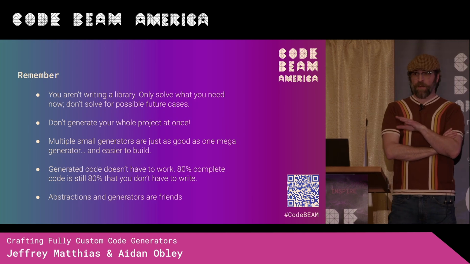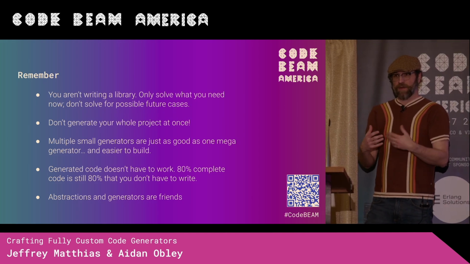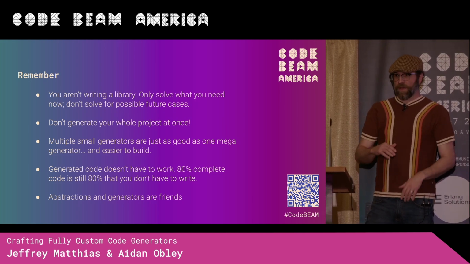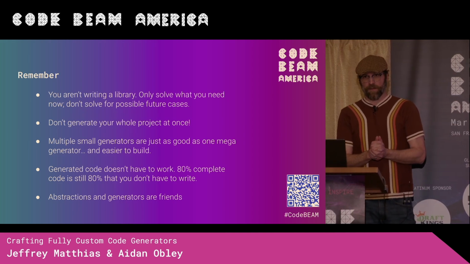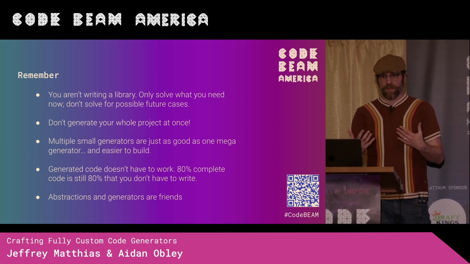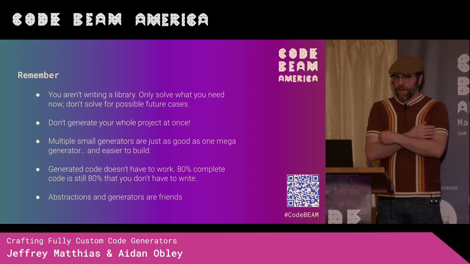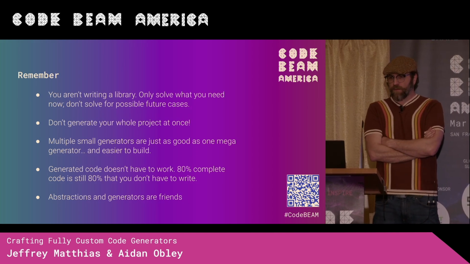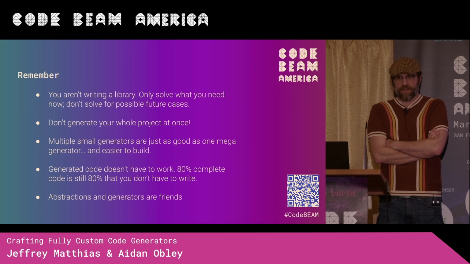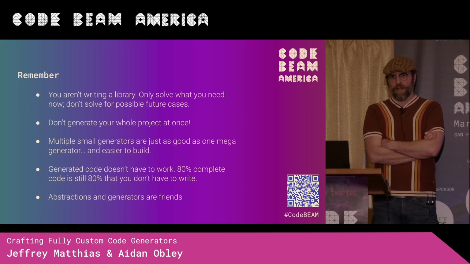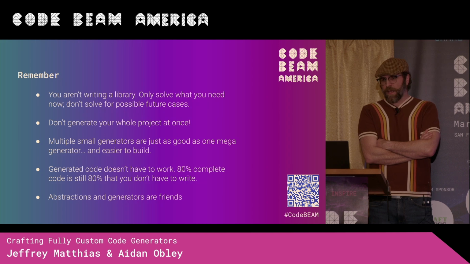First off, a second note, if you are writing a library and you're trying to write generation at that level, look into Igniter. I think Zach's talking about it later in this conference, and it's a really neat tool to step it up. But the whole point is, you don't have to solve all of the future problems. Solve for what you need now, and then as you continue to use the generator, make updates to it.